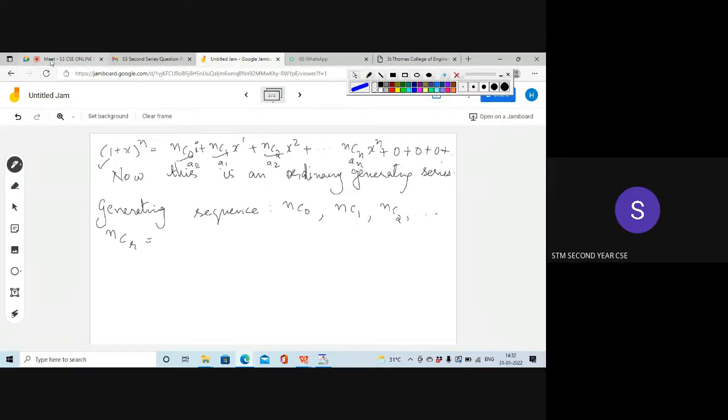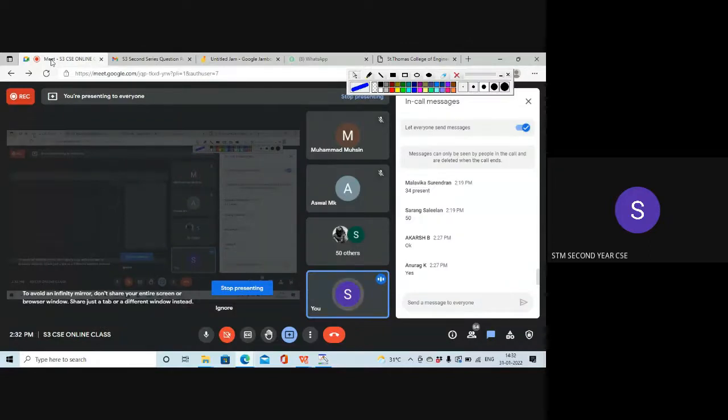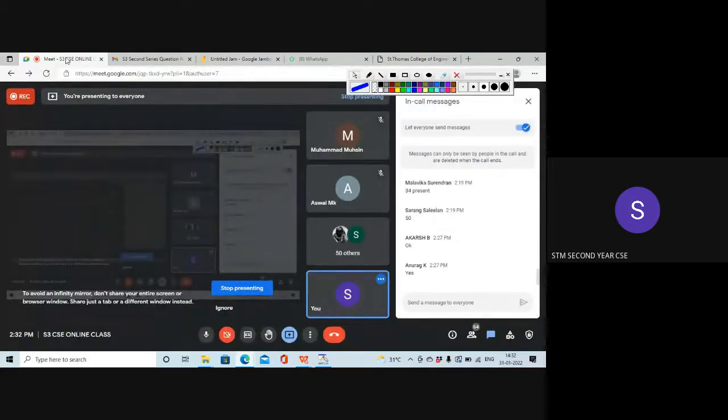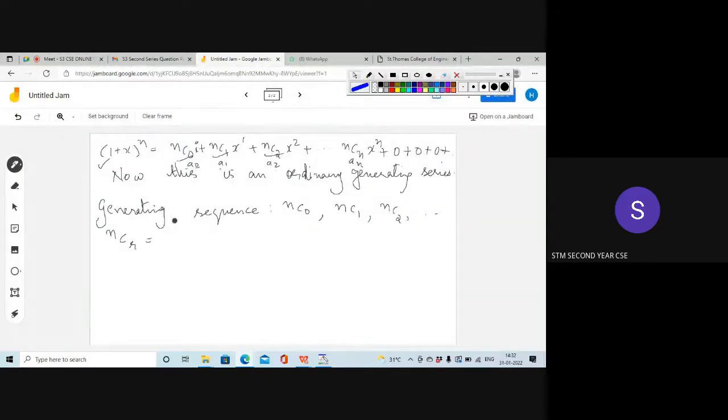Are you sleeping? Anurag, what is the formula? You don't remember the formula? Agarsh? Very good. n factorial by n minus r factorial into r factorial. Okay, taking time to type, isn't it?